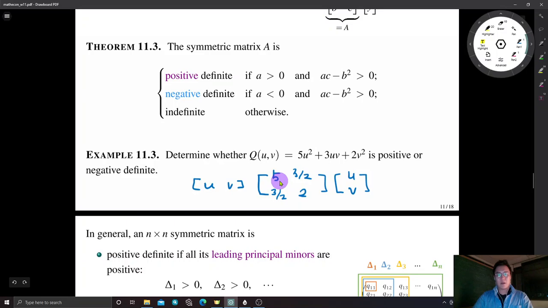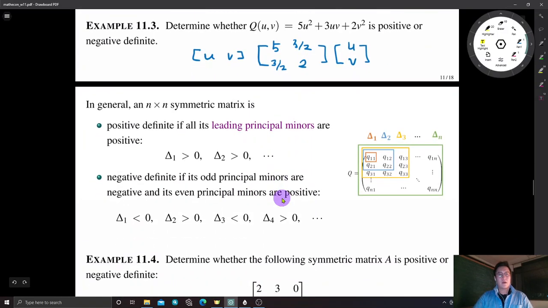And then AC minus B squared. So A times C, 10 minus 3 halves squared, that is positive. So it falls into this case, right? So the symmetric matrix, this guy, is positive definite. So that means the quadratic form is positive definite. So it takes a positive value no matter what u and v.